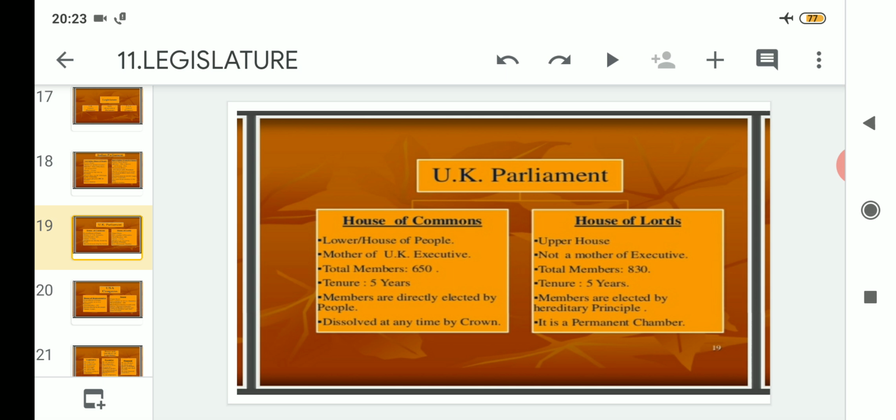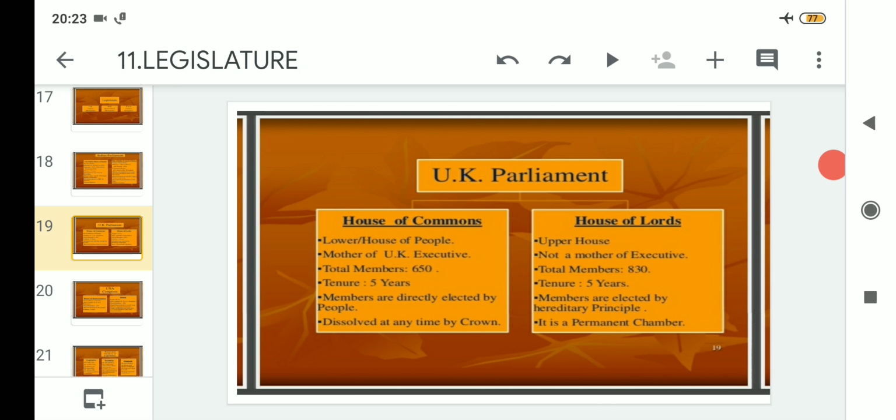It can be dissolved at any time by the Crown. That means in case of India and in case of the United Kingdom, both cases are the same apart from the number of members. In India that house can be dissolved by the president, but in the United Kingdom it can be dissolved by the Crown at any time. This is in case of the House of Commons.